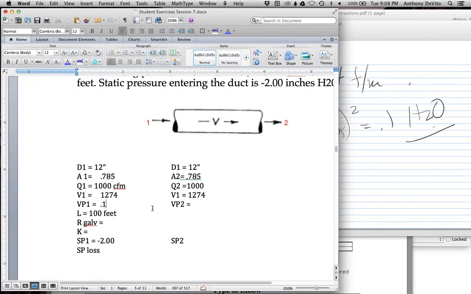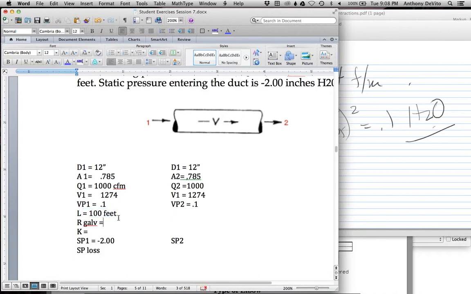0.1. Okay, now velocity pressure coming out of that 20 feet of duct is going to be the same, right? Velocity is the same, the velocity pressure is going to be the same, 0.1. Okay, now the length of this is 100 feet.